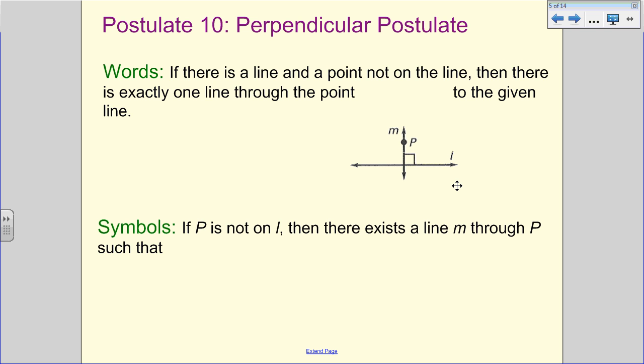The perpendicular postulate. If there is a line and a point not on the line, then there is exactly one line through the point that is perpendicular to the given line. So it's the same thing. Just like through point P, I can only have one line running parallel to L. I can only have one line perpendicular. So there will only exist, through point P that is not on L, one line M such that L is perpendicular to M.